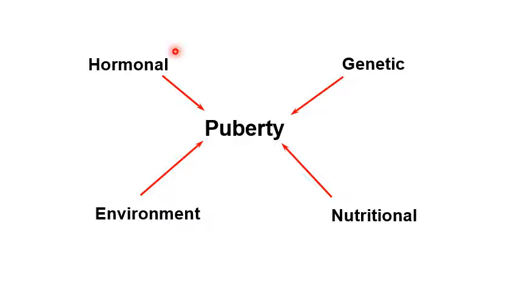So of course, first is the hormonal. These are, for example, the GnRH hormones. We also have the genetics. Of course, we have the nutritional status of the animal and the environment.